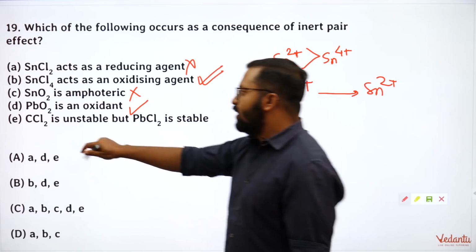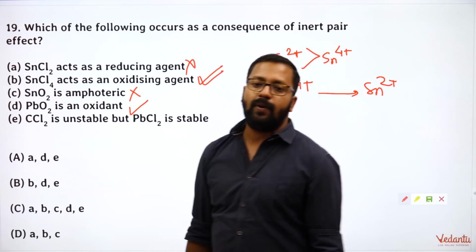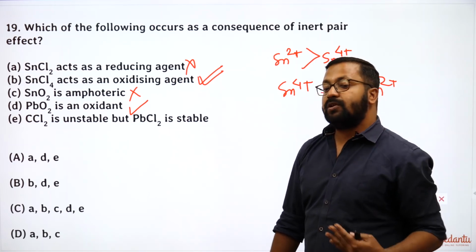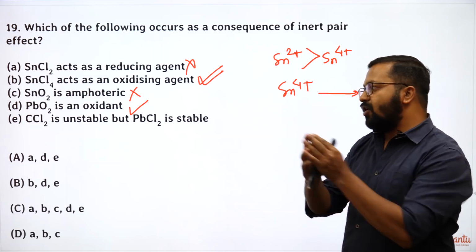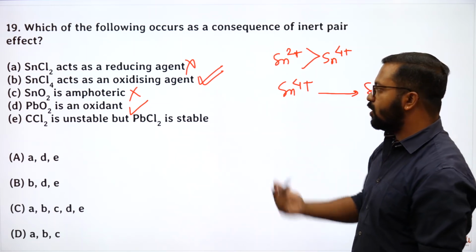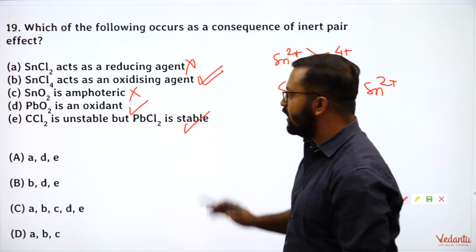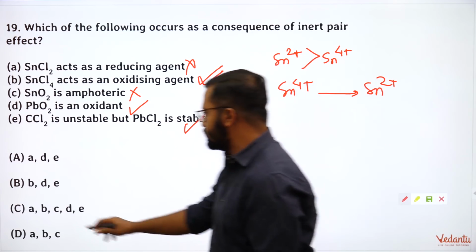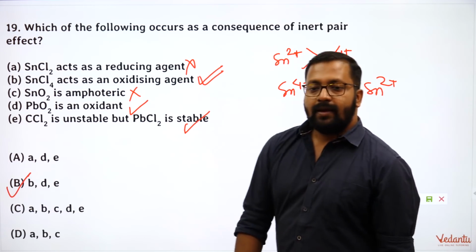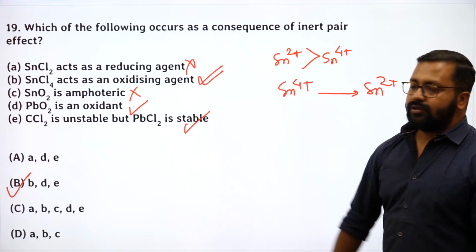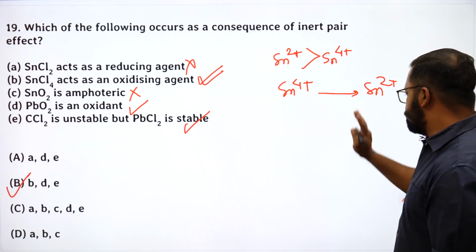Very right, because CCl2 will have carbon in +2 oxidation state. The top members of the group will always favor the higher oxidation state, lower members favor the lower oxidation state. So this statement is also correct. The right answer to this question is BDE. Okay, let's move on to the next one.